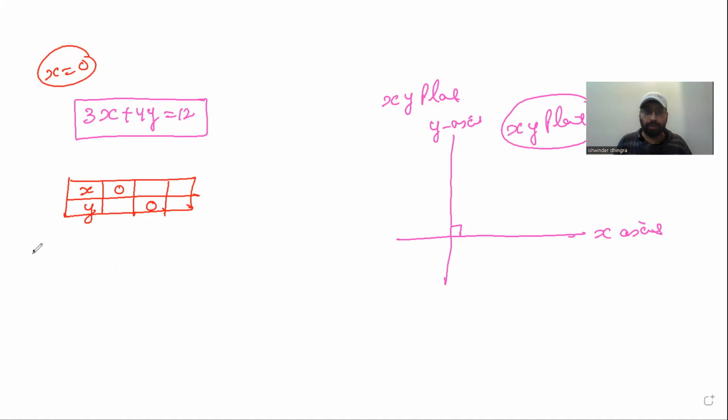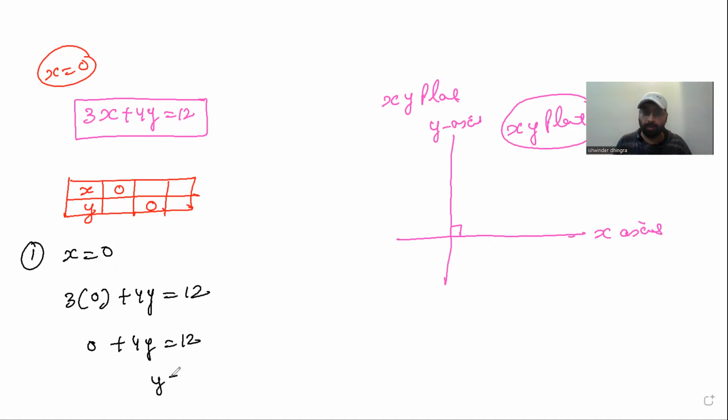Now let's suppose in the first scenario, if I take x is equals to 0, what happens? I'll get 3 into 0 plus 4y is equals to 12. Now this will come out to be 0 plus 4y is equals to 12. So y will come out to be 3. So I do have the first one.